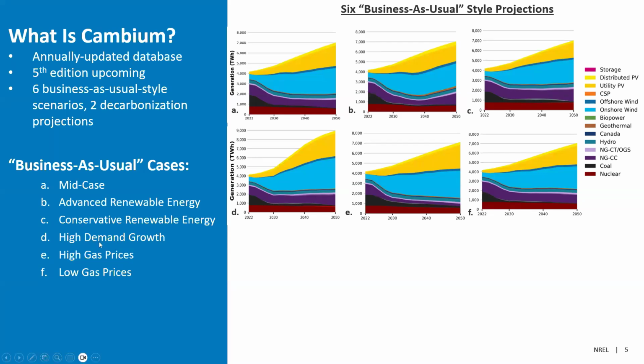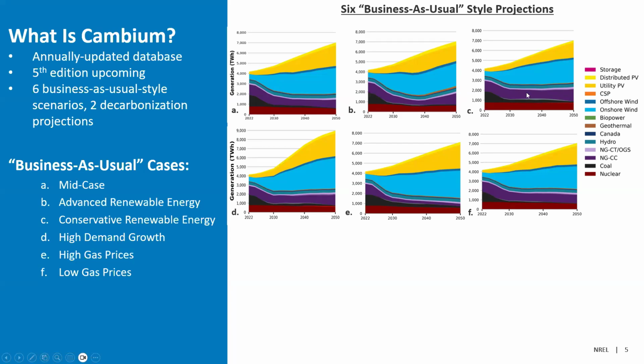We also have what we call a high demand growth scenario. I will say that our central projection already has a decent amount of demand growth relative to the past decade, just because of what is projected on the demand side, as well as demand side incentives and the Inflation Reduction Act, things like that. But we have a scenario that has even higher demand growth, representing significant electrification. And then we have a high natural gas price and low natural gas price scenario.